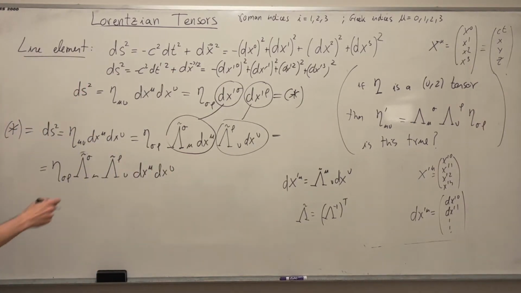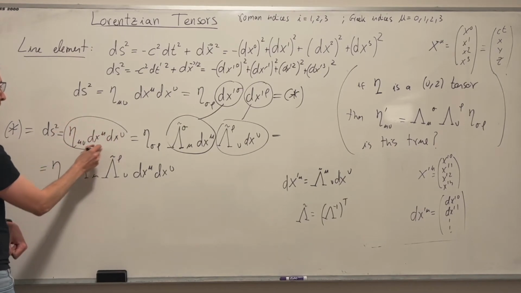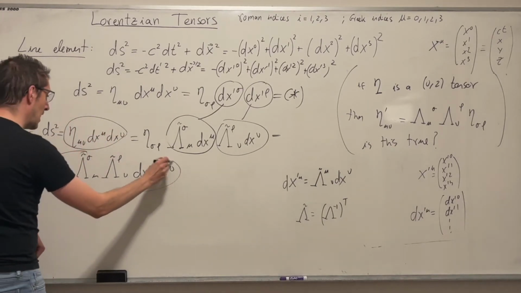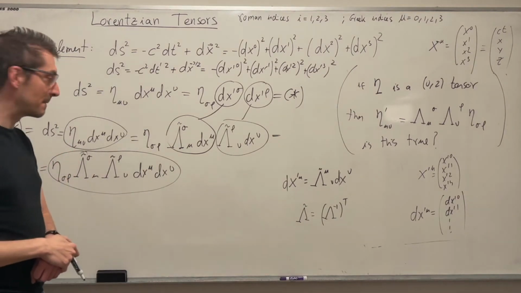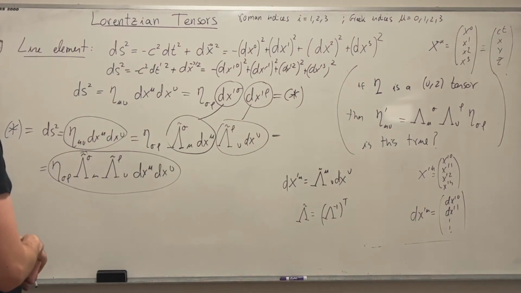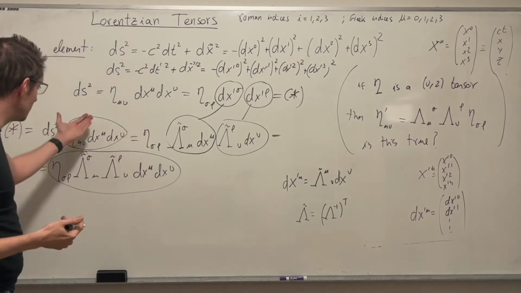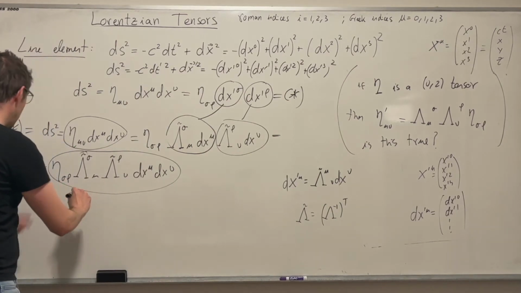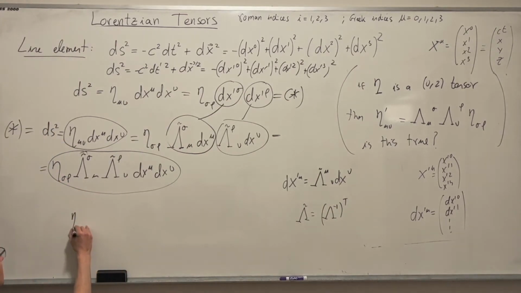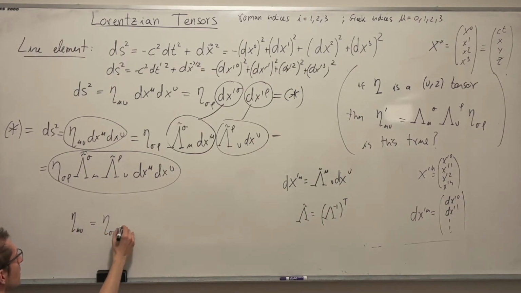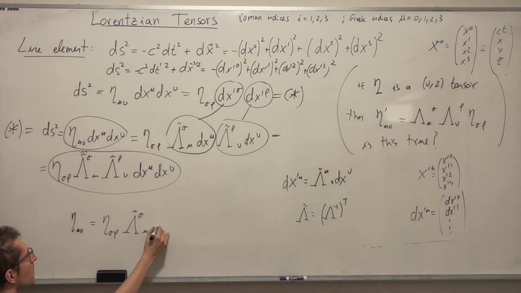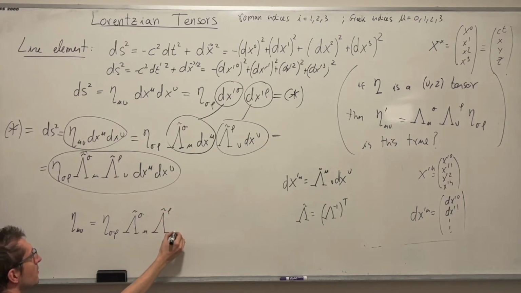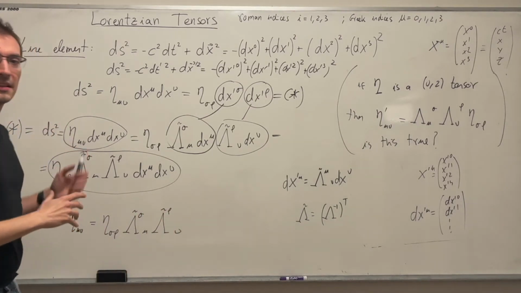So I have on the left hand side this, on the right hand side this, and these two things have to be the same. All right? Well, if these two things have to be the same, I can equate the coefficients because the components of the vectors with the differentials are the same, and I get that eta mu nu has to be equal to eta sigma rho lambda tilde sigma mu lambda tilde rho nu. All right, so we obtain that equation.